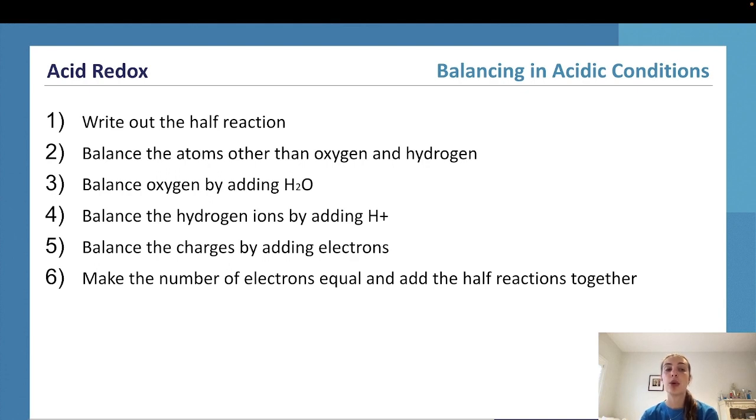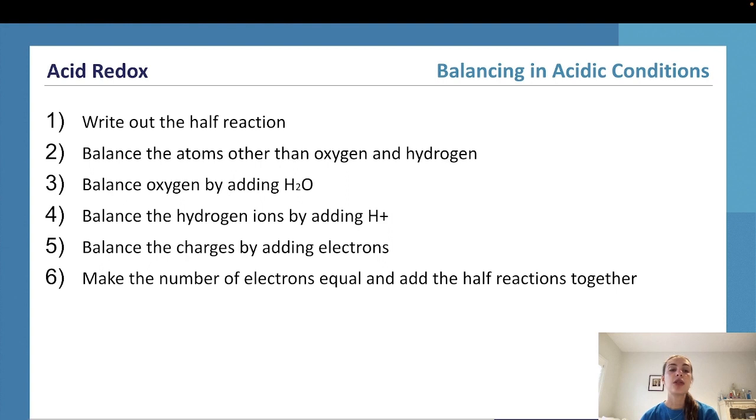And so it's really important that you always do step 3 before you do step 4, because if you do step 4 before you do step 3, you then aren't balanced for your hydrogen ions again, because water has the hydrogen in it. That would then disrupt that hydrogen balance. So you balance for oxygen first using water, then balance for hydrogen by using hydrogen ions.